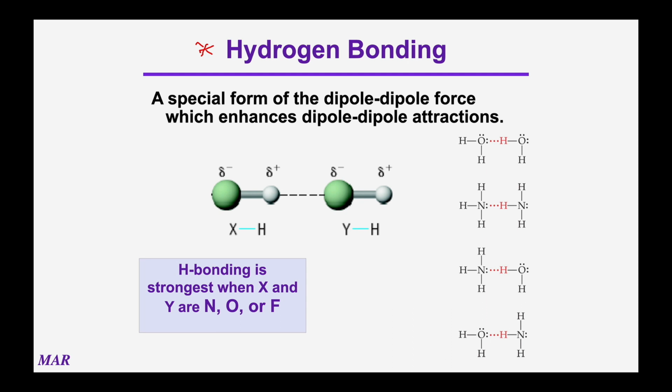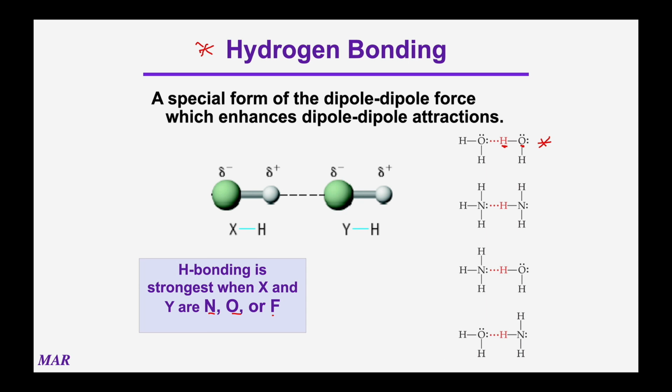On the right-hand side are some examples of hydrogen bonding. The top one is pretty important. That's two water molecules interacting with each other. So notice that here's the hydrogen. It's connected to an oxygen, i.e. it's N, O, or F. The oxygen is also one of the N, O, or Fs. So this is prime hydrogen bonding material.